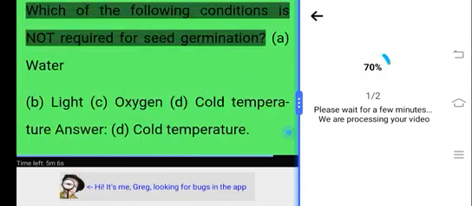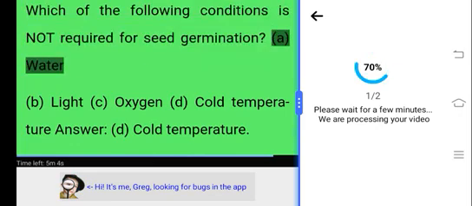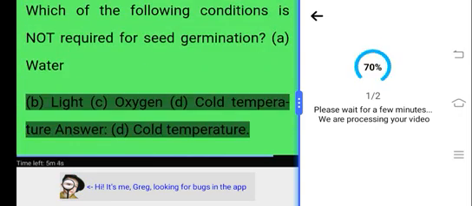CSIR NET JRF December 2018. Which of the following conditions is not required for seed germination? A. Water. B. Light. C. Oxygen. D. Cold temperature. Answer. D. Cold temperature.